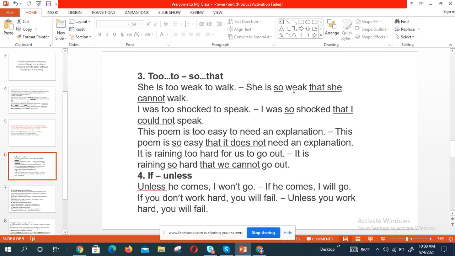She is so weak. Before the adjective we use so. That, the conjunction that, she can't walk. That means she cannot walk. She is too weak to walk. You have to convert it into negative. You have to use: she is so weak that she cannot walk.